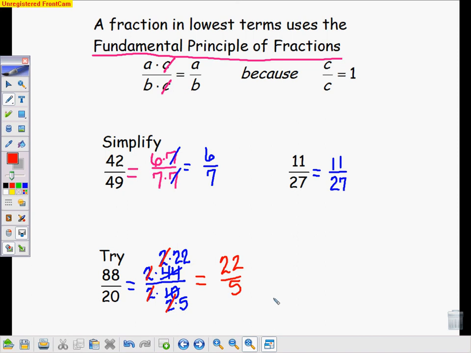Some of you are wondering why we don't change this to a mixed number, 4 and 2/5. The reason that we're not going to do that is the first thing that you do with a mixed number is change it into an improper fraction. Improper fraction is where the numerator is larger than the denominator. So we're just going to leave it. For all intents and purposes in this class, if you have a fraction, leave it reduced and as an improper fraction.